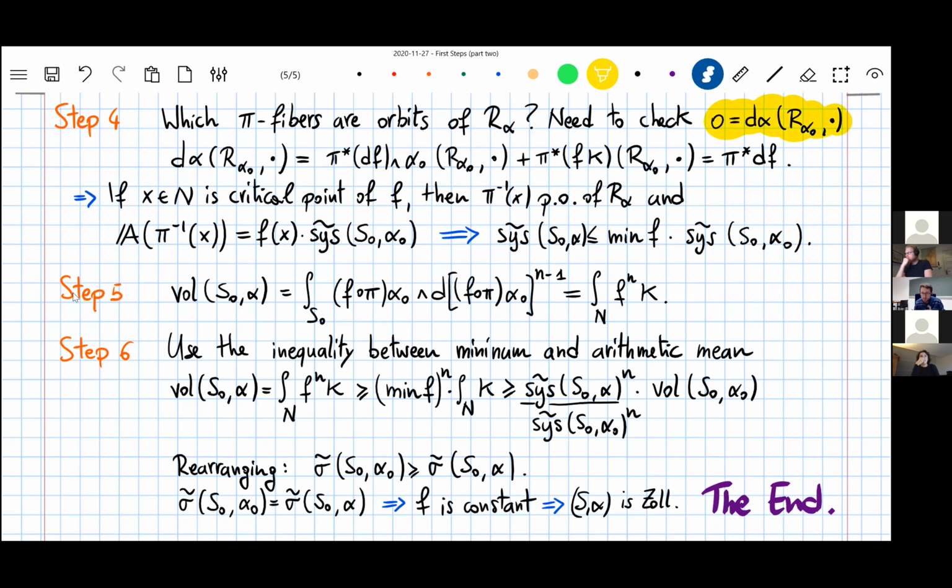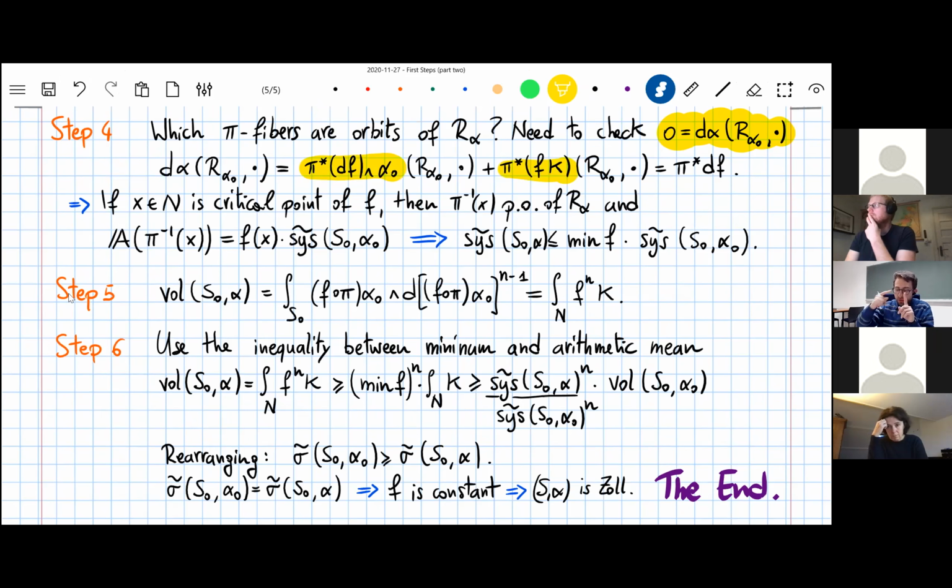And now, since your alpha was f times alpha 0, you can write down what is d alpha. These are given by these two pieces. And now, since R alpha 0 is vertical, goes in the direction of the fibers, you see that this second bit goes away. And in the first bit, basically, it remains only the first part, pi star df. So we're asking when this is 0. This is 0 exactly when x is a critical point for f. Now in this case, this fiber above x will be a periodic orbit for R alpha.